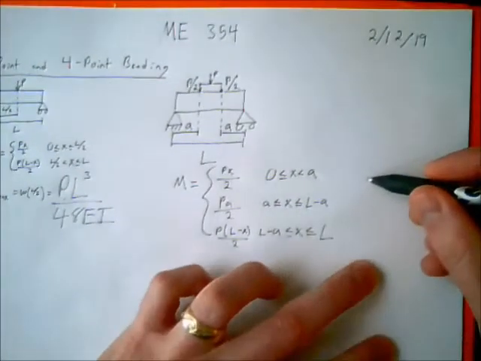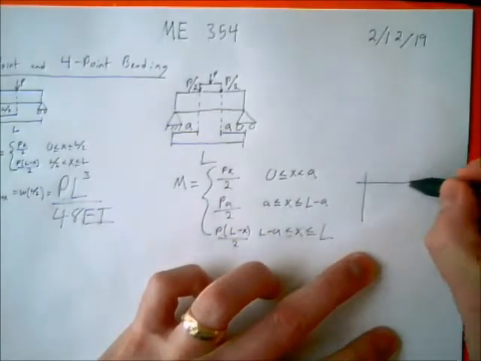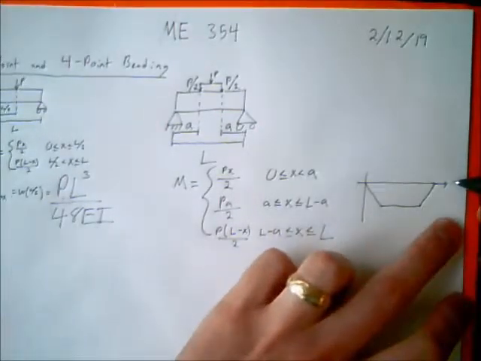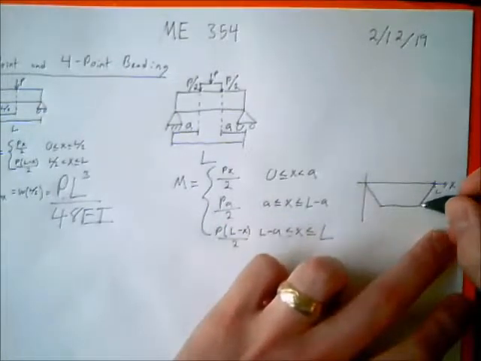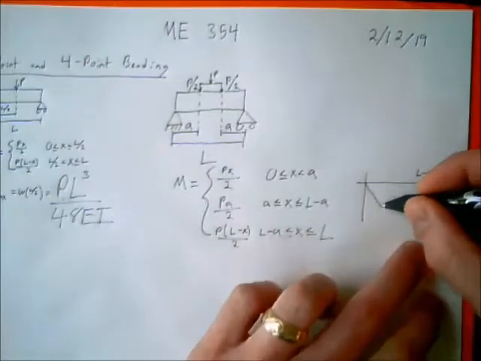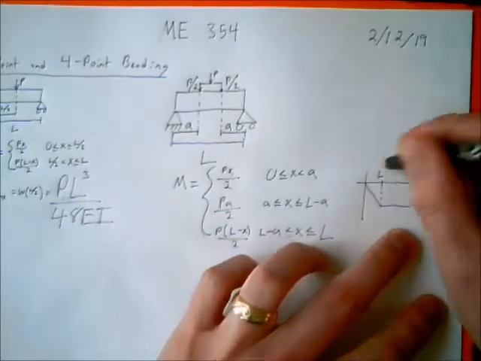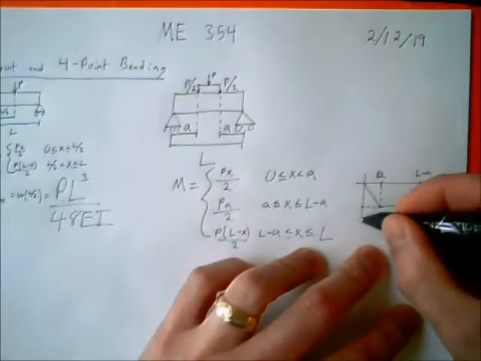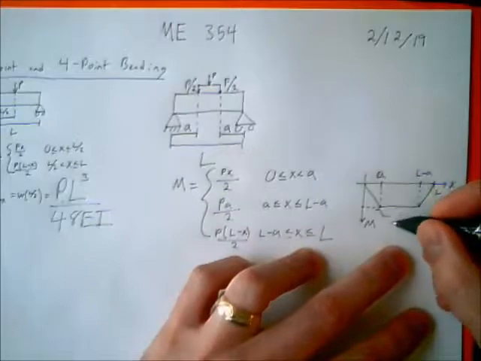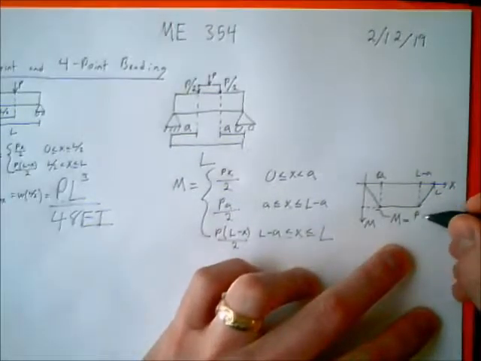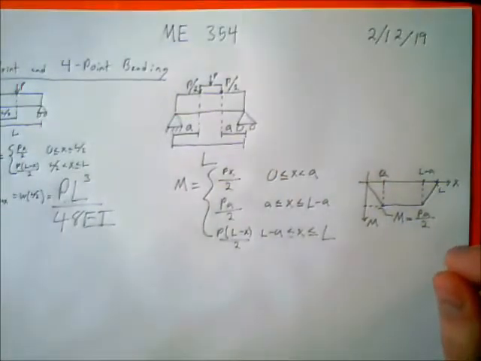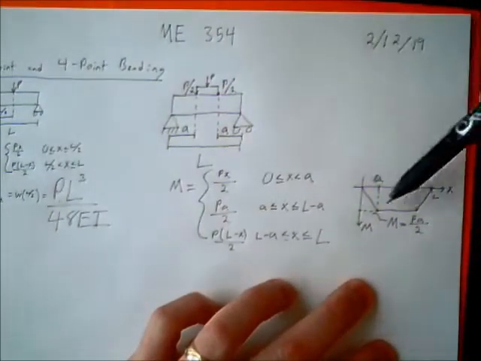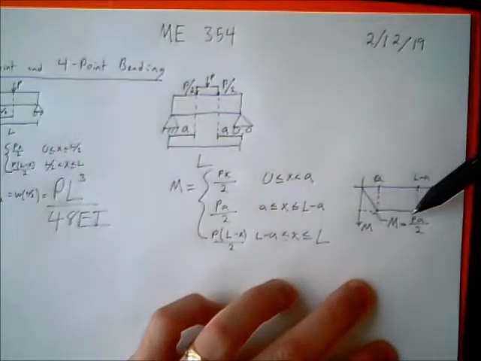So if you remember, our moment diagram looks something like this, where this is the x direction, this is some distance L, this is our L minus A, this is some A. That didn't go away very well. This is our M, and our M in the center is PA over 2. So basically the advantage of this four-point bending test is that we get this nice uniform stress throughout the middle of this gauge section here.